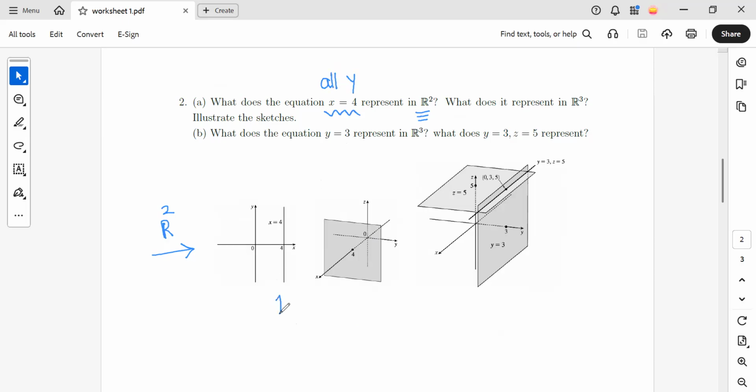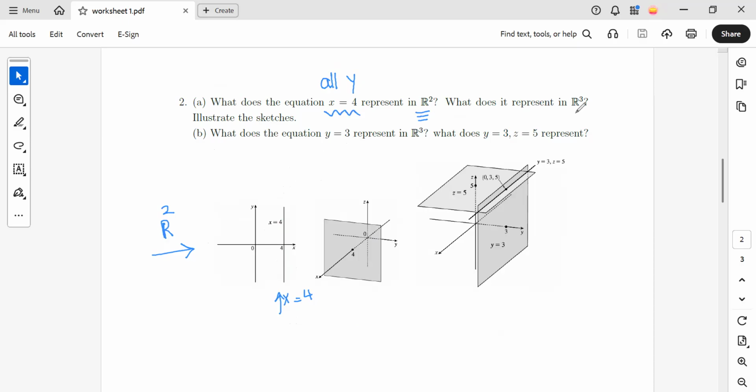So the reason that you have this line here, it means for all points that you can pick from this line, the x value would be 4 and you would have different values for y. So this is the graph related to x equals 4 in R2.